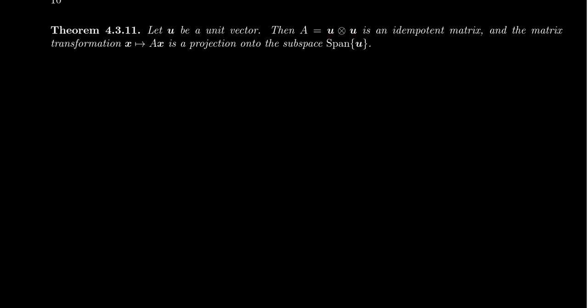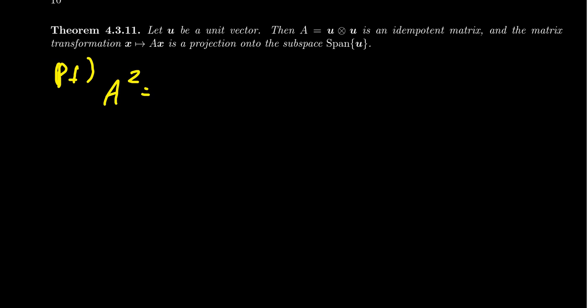So if we ever want to project onto a line, it turns out we can always construct that matrix using this outer product right here. And the proof is very, very nice. How do we know that A squared is in fact A? That's what it means to be idempotent.